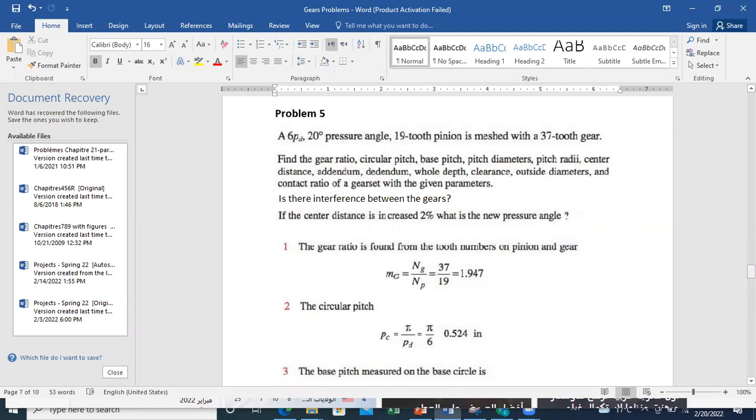So we'll go over the different steps of calculations. For this, you will see that it's a very typical procedure, because once you have the parameters of your gears, you can easily determine these parameters. Just use formulas, you apply formulas. So let us start with the first part of the question.